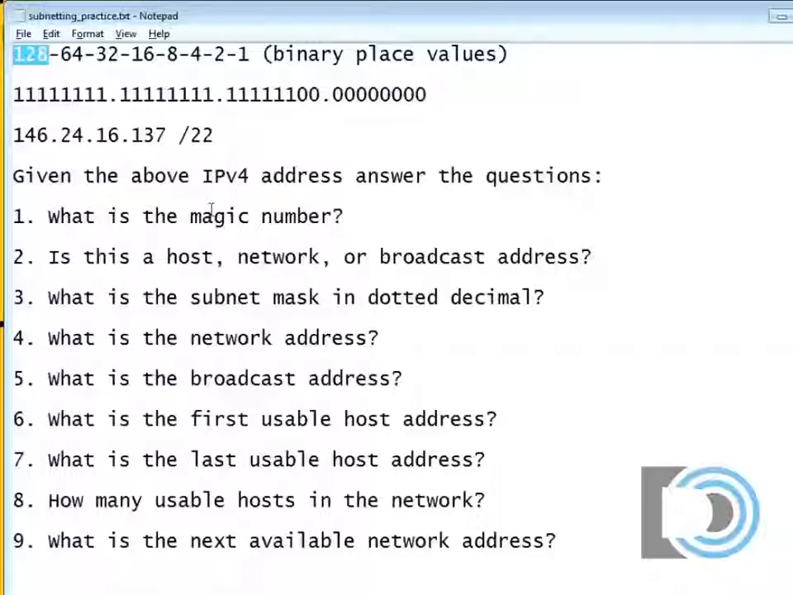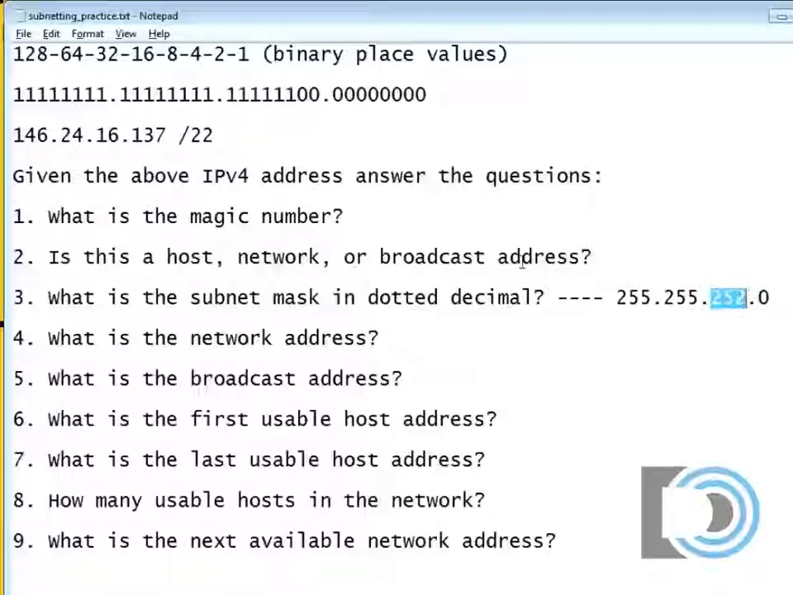All right, now a couple things about this. First of all, you have to be able to count in binary and count this up to place in your subnet mask. So what is my subnet mask in dotted decimal? It's 255.255.252.0. How did I get that? 128 plus 64 plus 32 plus 16 plus 8 plus 4 is 252.